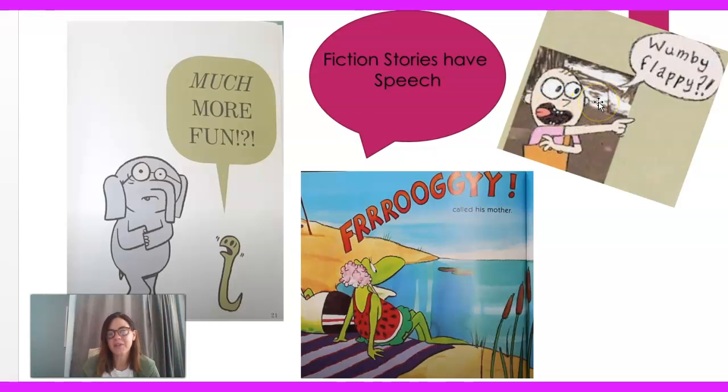And here's a page in Knuffle Bunny, and Mo Willems does it again. Trixie lost her bunny and she's trying to tell her daddy that she doesn't know where her bunny is, but she doesn't know how to talk yet. So in her speech bubble, Willems writes, "Wumpy, flappy, like baby talk." And I think that's kind of fun that the reader gets to read that.